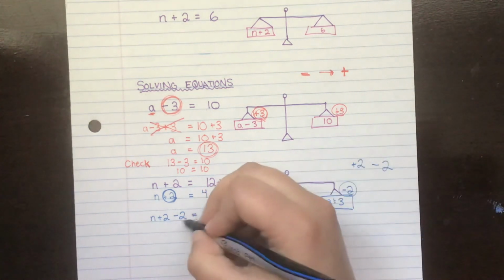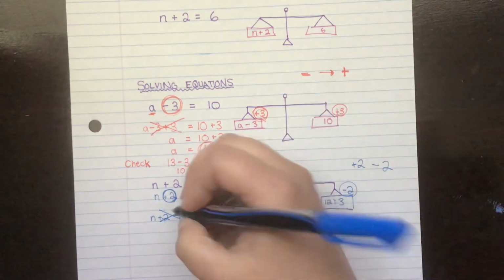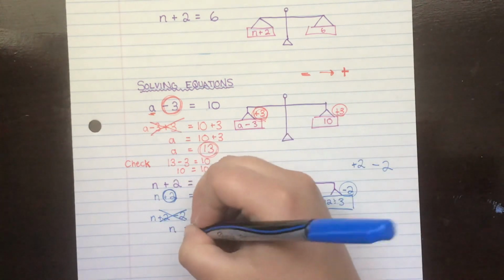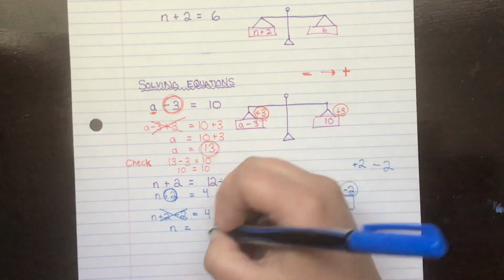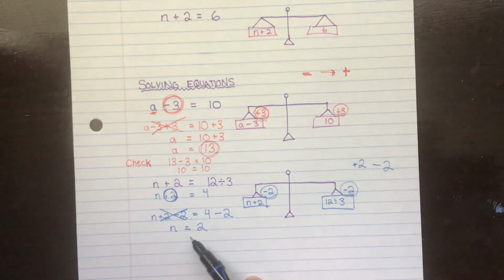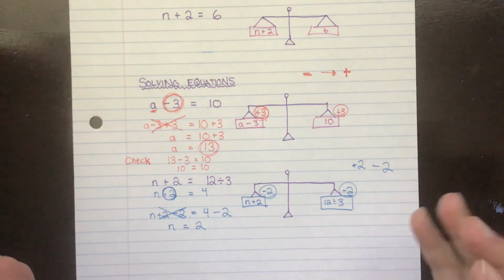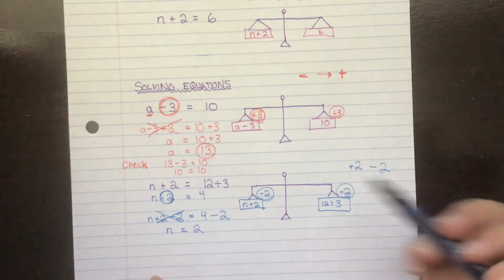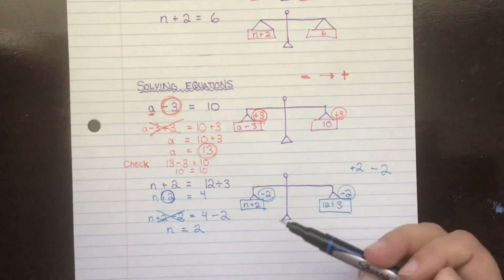And what does that do? Well, the plus 2 and the minus 2, they cancel each other out. Opposites cancel. You're left with n over here. And then 4 minus 2 gives me 2. So now I know n is equal to 2. I've solved my equation. But I'm not done. I don't know if that answer is right. I might have made a mistake somewhere along the way. So what I need to do is I need to check my answer.